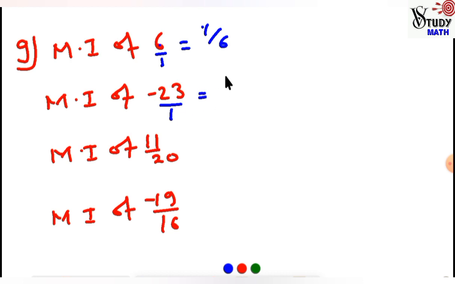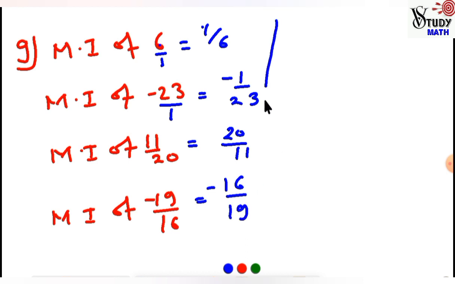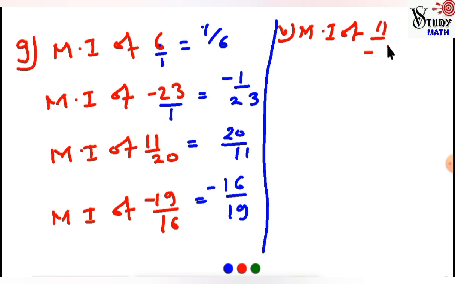So the answer will be negative 1 by 23. The numerator will become the denominator and the denominator will become the numerator. So that is 20 by 11 and here negative 16 upon 19. Next, given here as the fifth, multiplicative inverse of 11 by negative 5. So the answer will be negative 5 by 11.